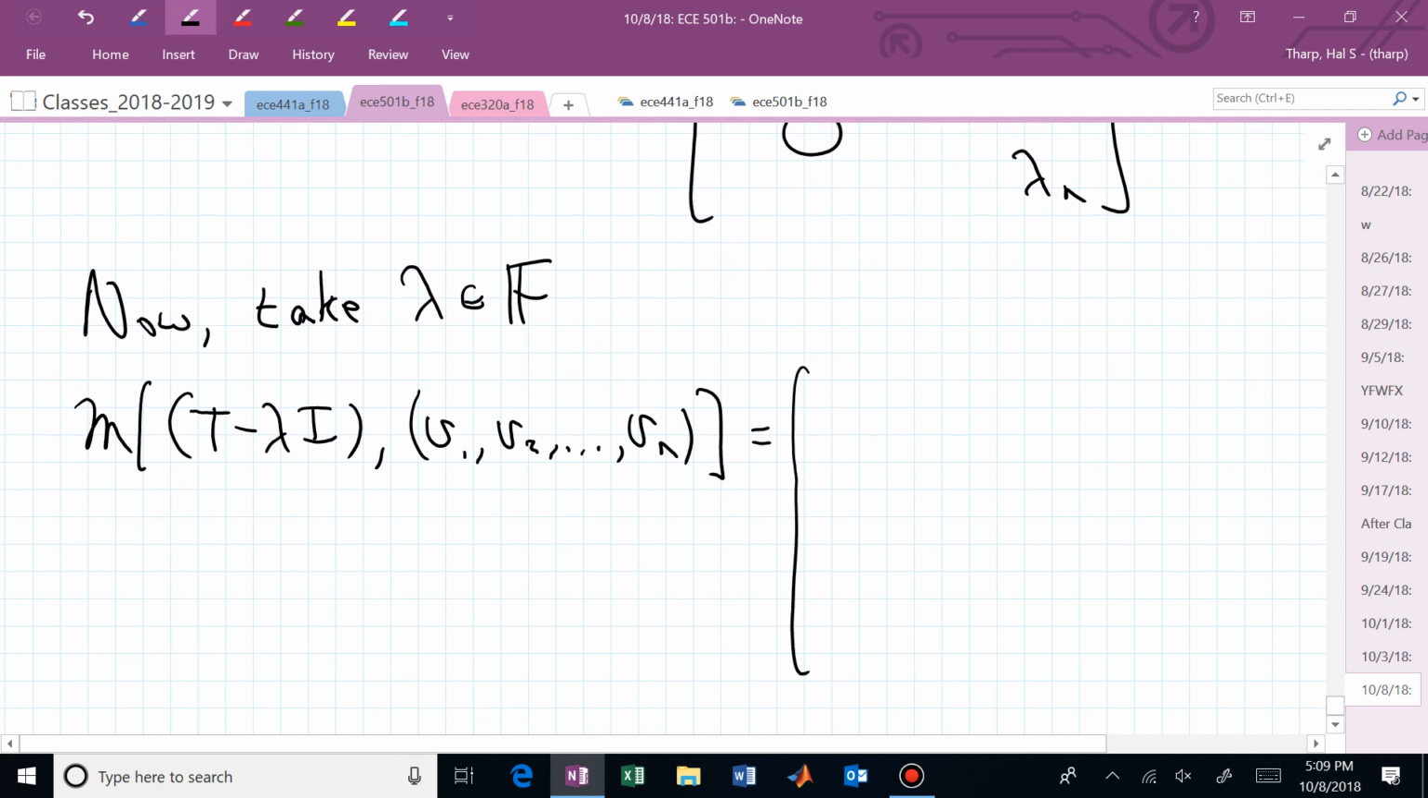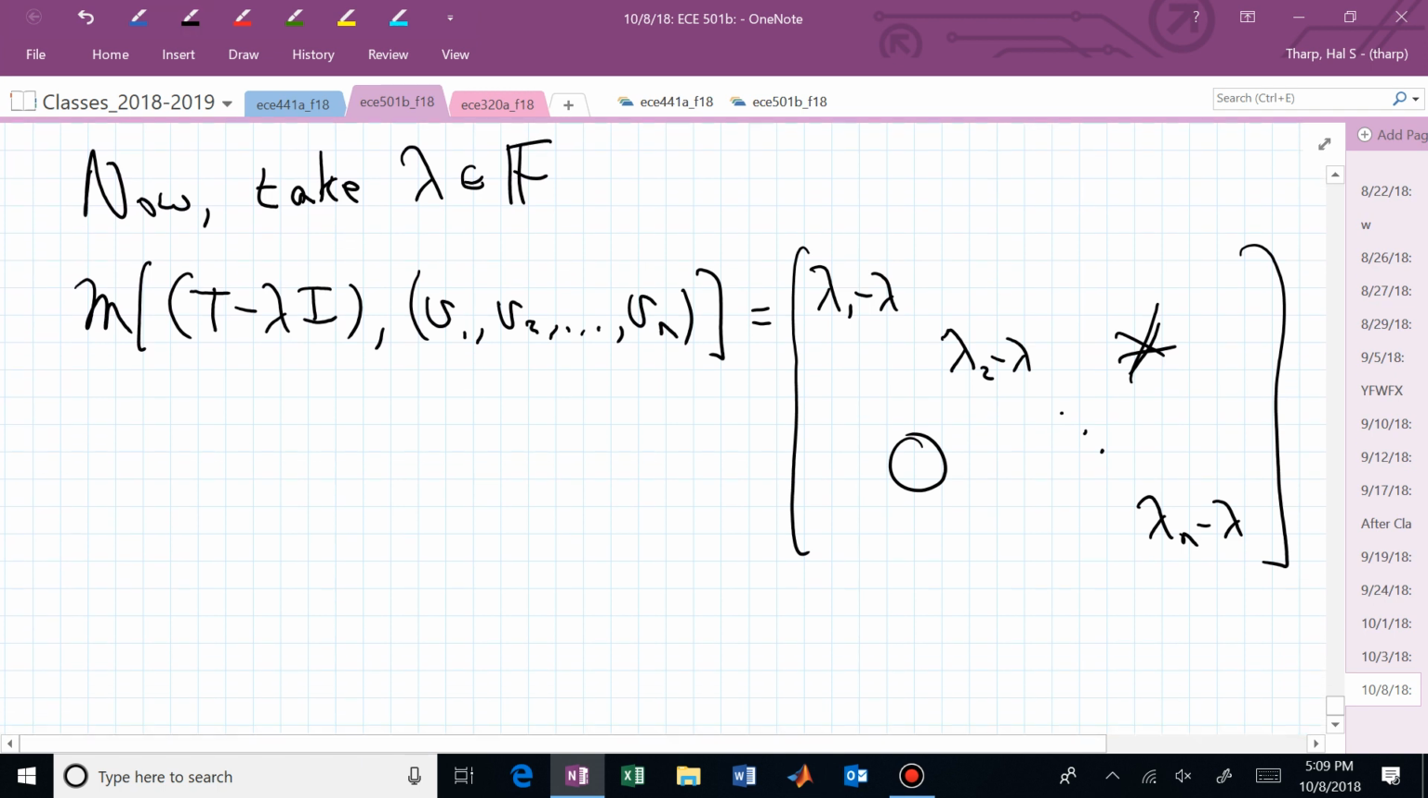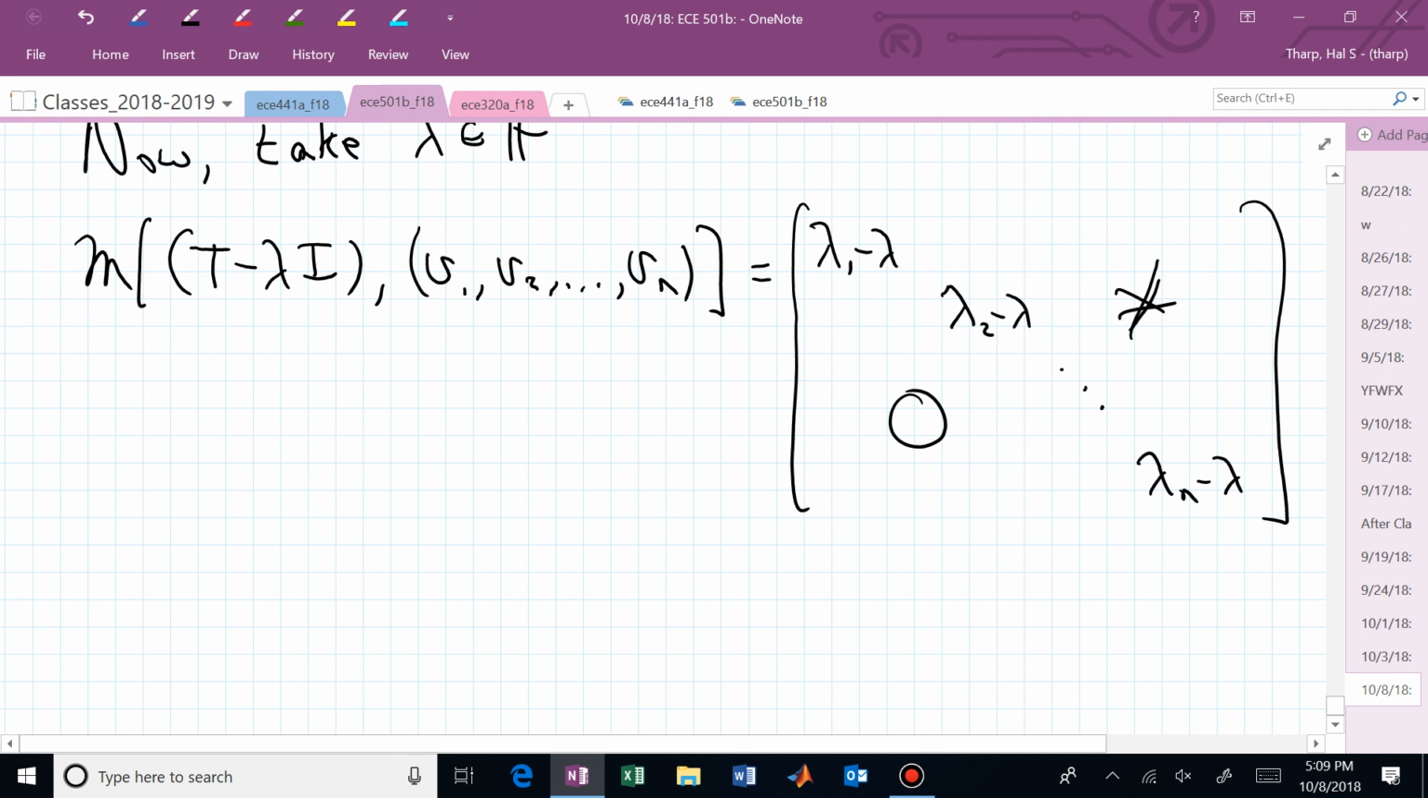That now takes each of these diagonals and compares it with lambda: lambda 1 minus lambda, lambda 2 minus lambda, etc., lambda sub n minus lambda. Here we're not worrying about that, but that preserves the zeros. So this is now the matrix representation of this new operator T minus lambda I.